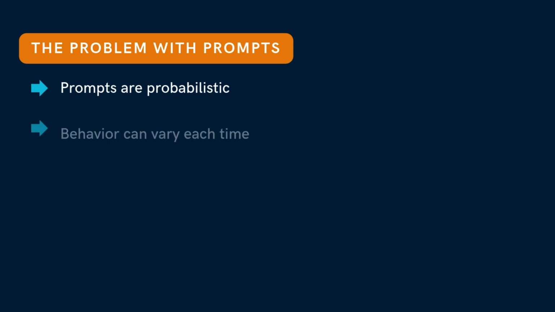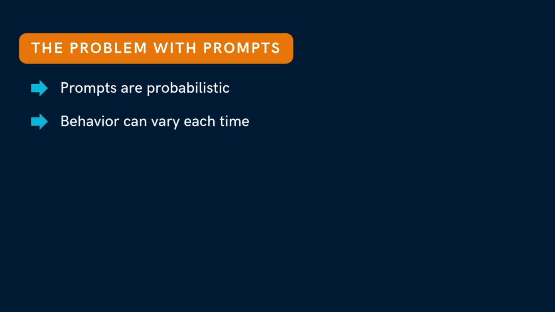Now here is the problem. Even with the same instructions, the output can change from one run to the next. That inconsistency makes it tough to rely on prompts when you need predictable results. It also makes enforcing rules or policies more difficult, since the response might not follow them every time. This is exactly where hooks add the control and reliability that prompts alone can't provide.